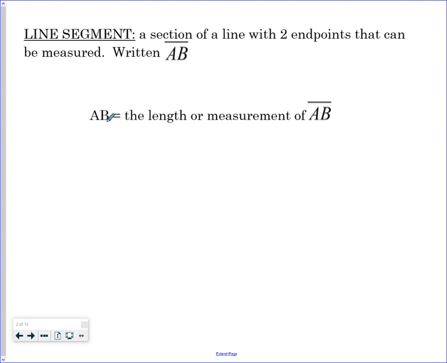So if I have just an AB equals something, it's AB equals the length or measurement of line segment AB. What I mean by that is, like if I know that AB is like 3 inches long, I would have no line segment over it. I'll show you a little bit better on the next slide what I'm talking about, okay?